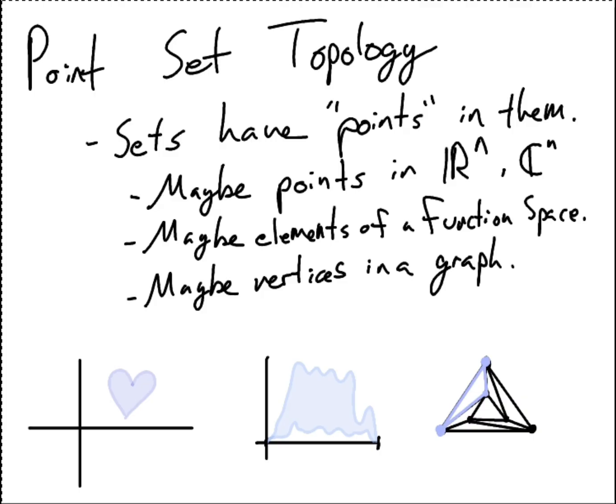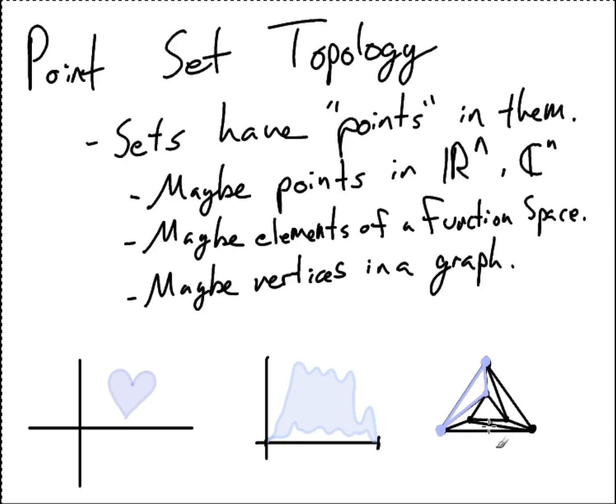So, as I said, we're going to start with point set topology. How are we building up all of this theory? Well, we're going to start off with sets that have points in them. Right? Now, these points can come from a variety of different kinds of spaces. We can have some real space that looks like R2 in this case, but it can be Rn, or in the complex setting, we can have Cn, right? Points in some kind of space like this.